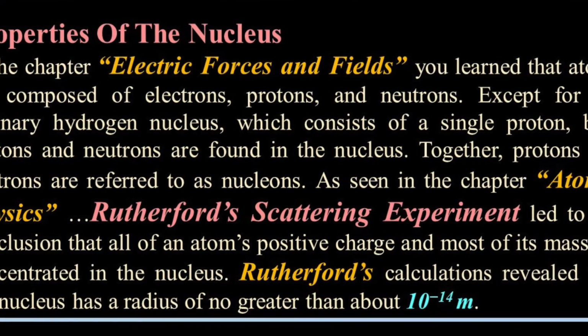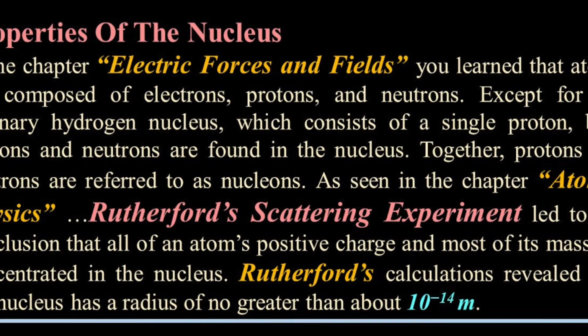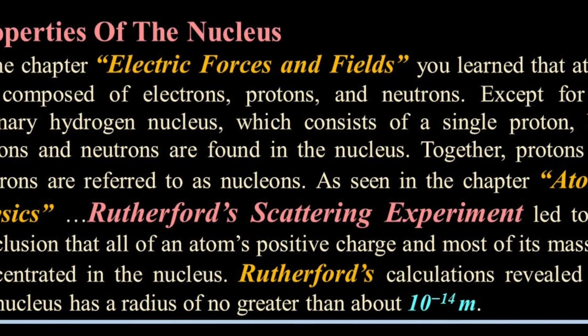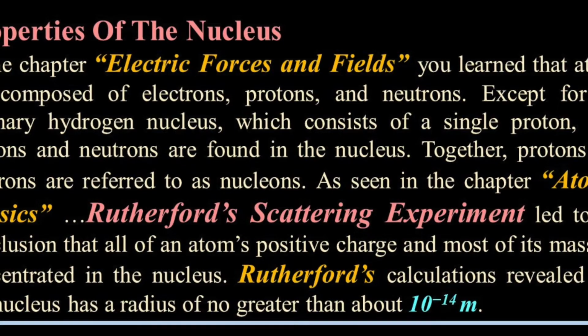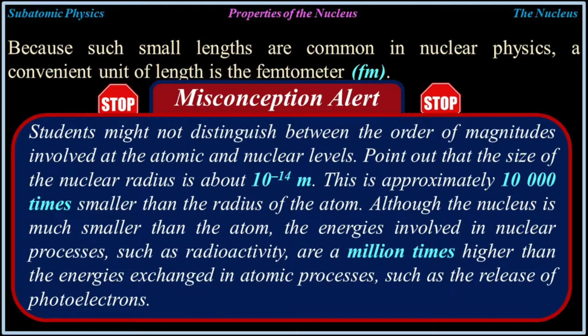Rutherford's scattering experiment led to the conclusion that all of an atom's positive charge and most of its mass are concentrated in the nucleus. Rutherford's calculations revealed that the nucleus has a radius of no greater than about 10 to the negative 14 meters. Because such small lengths are common in nuclear physics, a convenient unit of length is the femtometer, fm.